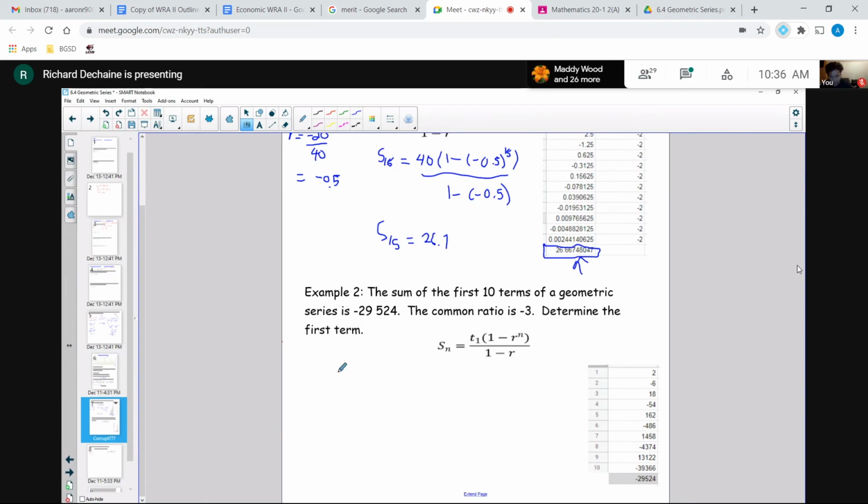So in this particular one, I want you to go solve for T1. Put in all the information you have, being careful with your negatives, solve for T1. You gotta be careful, the ratio is a negative 3. Careful with negatives.